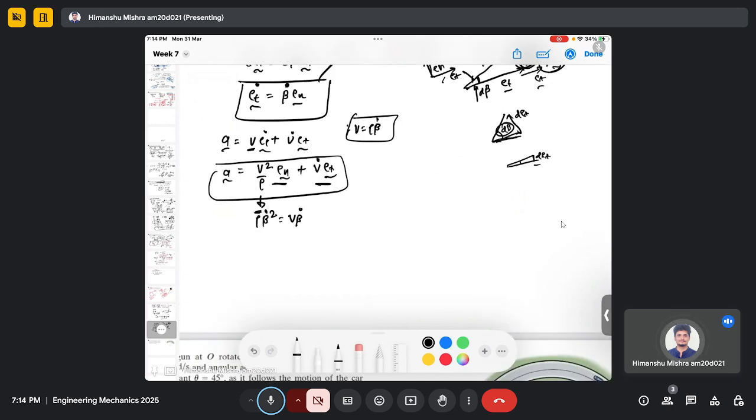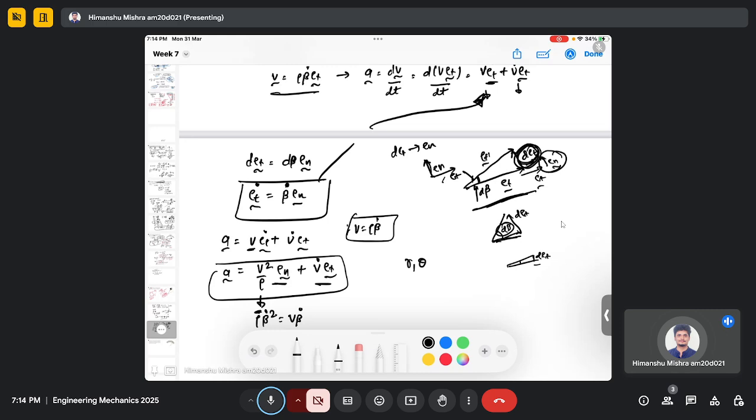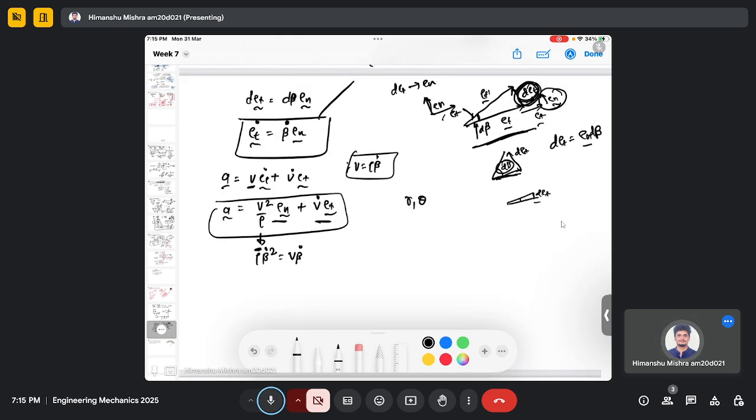Now you can extend this concept to the polar coordinate. So in the polar coordinate, you will have a direction r and theta. So basically, just like you have described the change in the tangential unit vector, and we found that the change in the tangential unit vector is in the normal direction and it has the magnitude of d beta. Similarly, in the polar coordinate, you will have two directions.